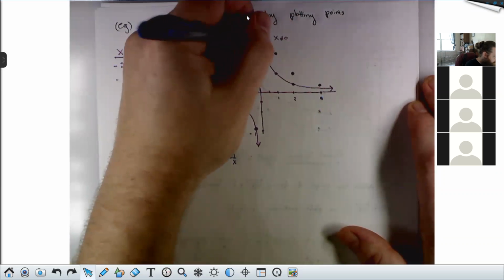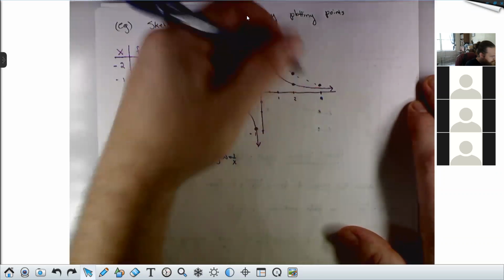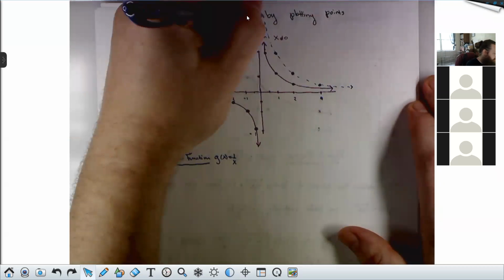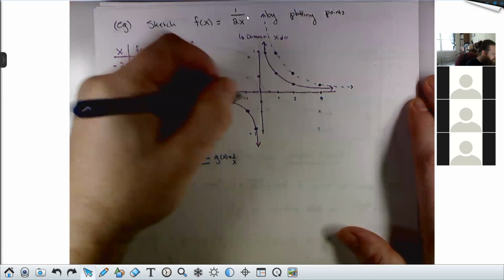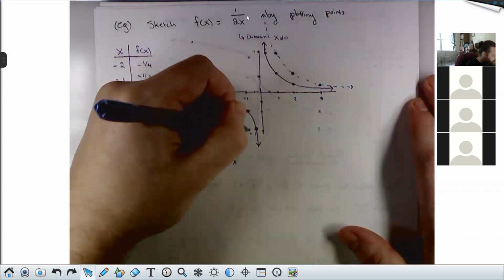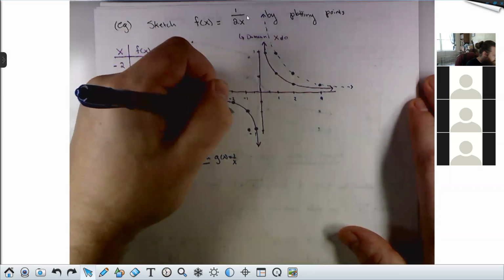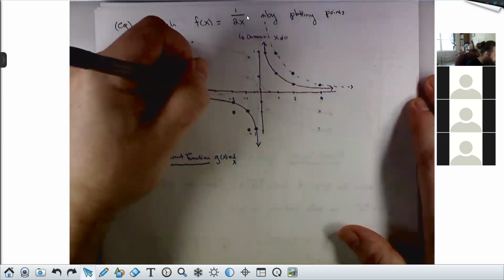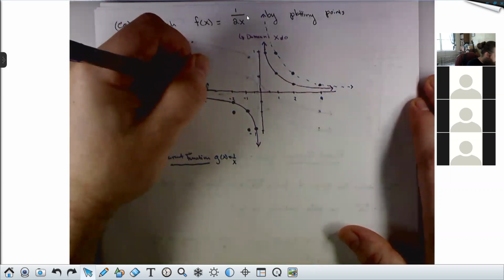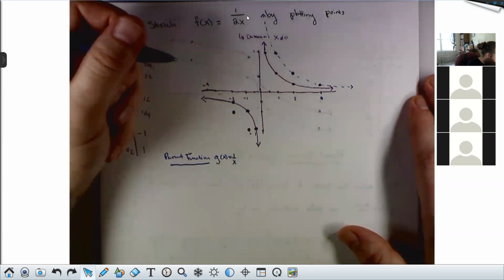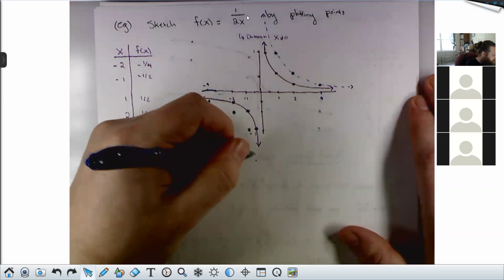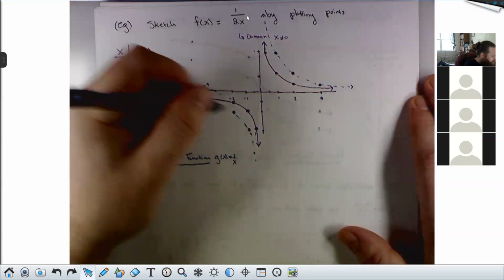So here's the first piece of the parent function. And then on the other side, we'd have -1 comma -1, -2 comma -1/2. And then if we go out far enough here to -4, we'd have -4 comma -1/4, which is like that here. So on this side, the parent function looks like this.